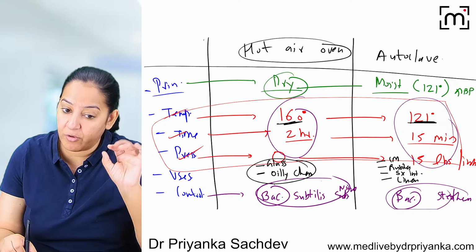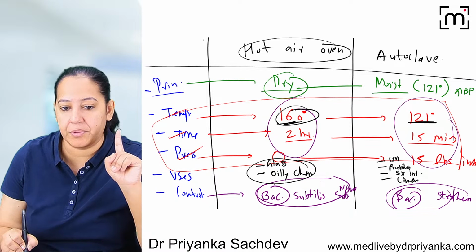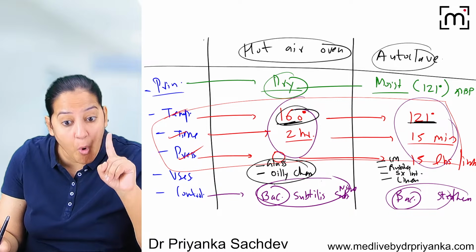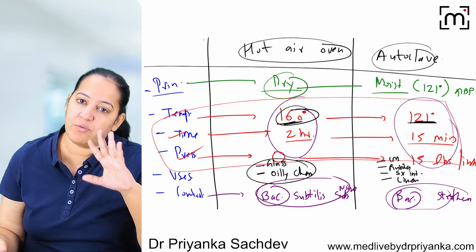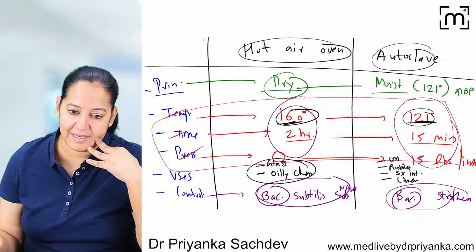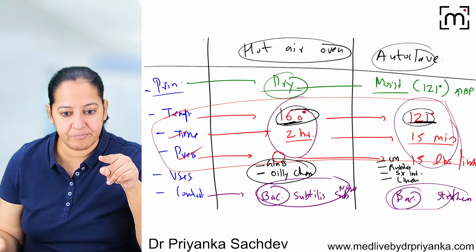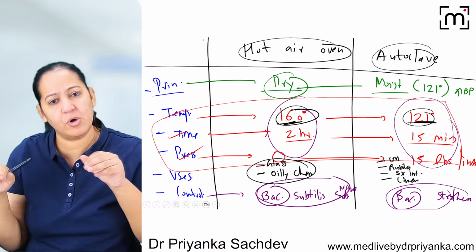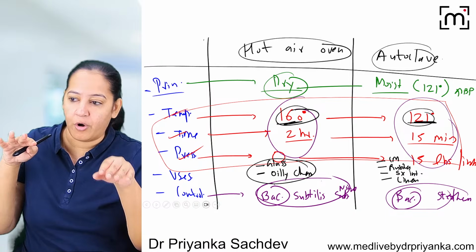If you want to kill the spore with hot air, you have to give the temperature more. 120, 160 degree. But if you want to kill the spore with moist, like steam, even 121 will work. Both of them are killing. Because moist heat, na, imagine there is a hot air which is dry, and imagine there is a steam. Steam is also hot air. What's the difference between hot air and steam?